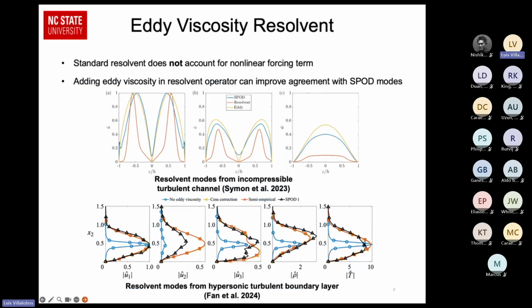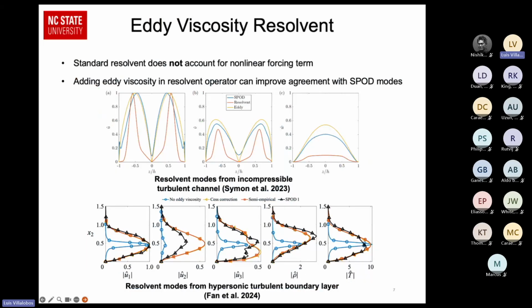Another way that our method differs is that we include an eddy viscosity model into our resolvent operator. So if you remember that cycle I was talking about, the resolvent operator mapping the nonlinear forcing to the state response. If you don't consider eddy viscosity in the operator, you're essentially assuming that the forcing term is neglected. And that can be a good or a bad approximation depending on the flow.